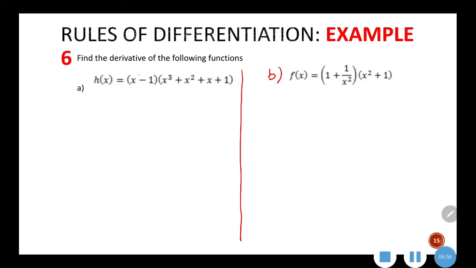So if you can see here, hx is equal to x minus 1 times x cube plus x square plus x plus 1. If you look here, we actually have 2 functions. I denote this as u and this one as v. If you want to make it one function, you can. You have to multiply: x times x cube, x times x square, x times x, and x times 1, and then this one.